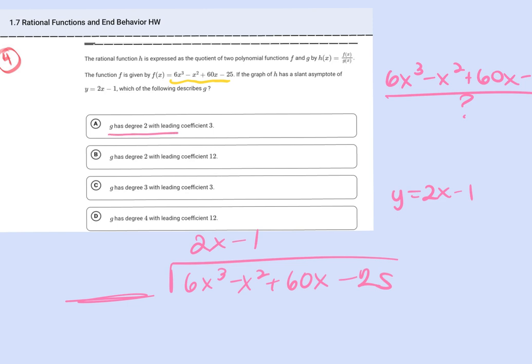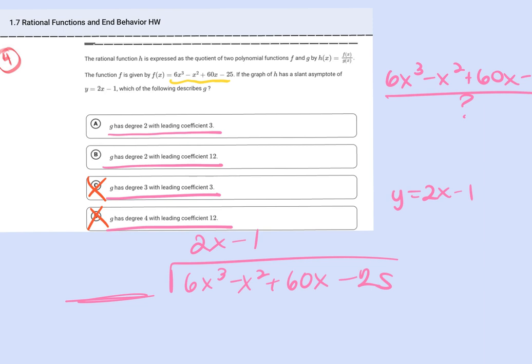It says G has a degree with leading coefficient 3. G has a degree of 2. G has a degree of 3. G has a degree of 4. First of all, what has to be true for it to be a slant asymptote? What has to be the degree in the bottom? One less than the top. So what does the degree in the bottom have to be? 2. There, I ruled out 2 of these.